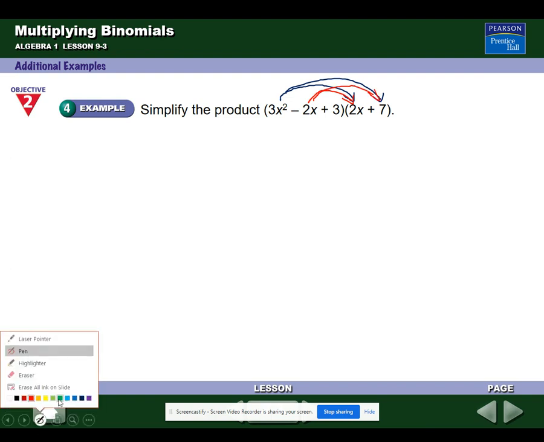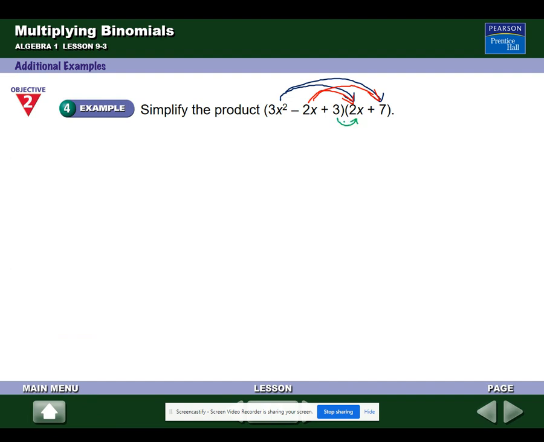And then after you get those two terms, you're going to multiply the last term 3 by both terms in the second parenthesis. And when we're almost done, what we'll have is 6 terms, and then we'll look to simplify that down. All right. So what do we have? We have 3x squared times 2x. That'd be 6x to the third.